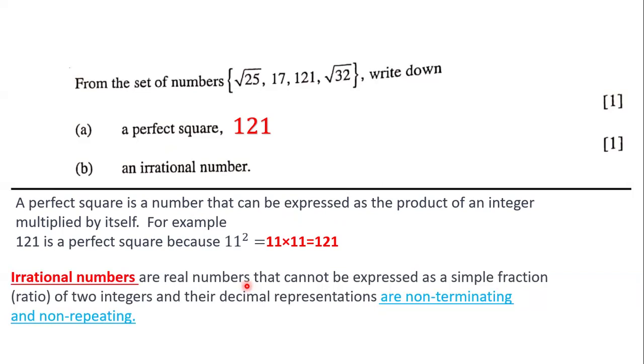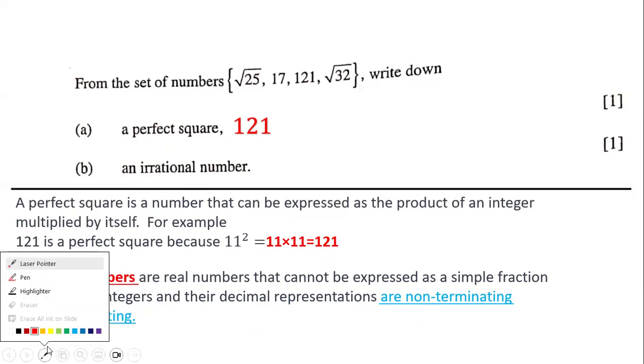More specifically, irrational numbers are not simple fractions of two integers. So if you have a fraction of two integers, then it's not irrational, because you cannot write an irrational number as a fraction of two integers. What else do we know about irrational numbers? Their decimal representations are non-terminating, which means they go on forever and ever, and they are non-repeating, which means they don't follow a consistent pattern.